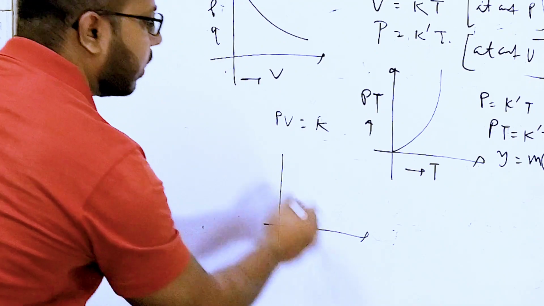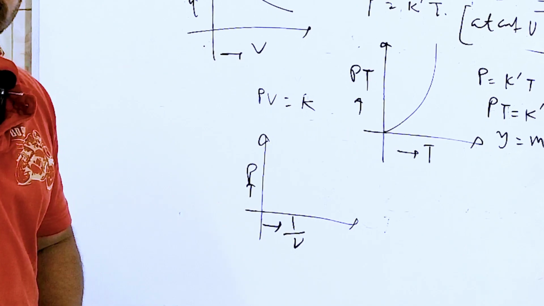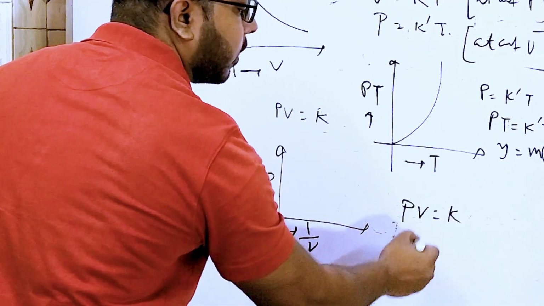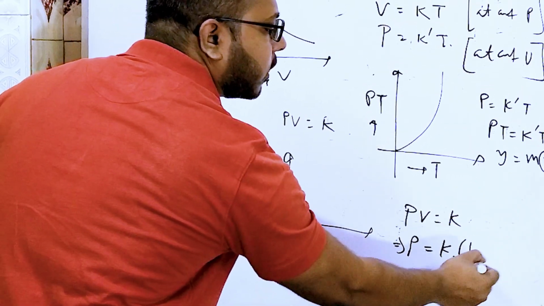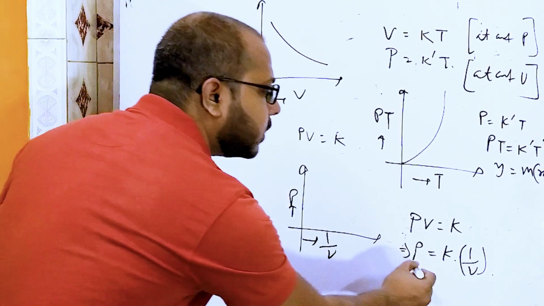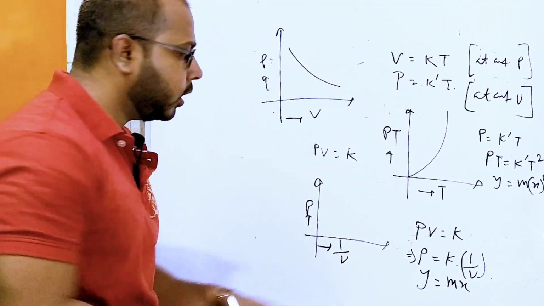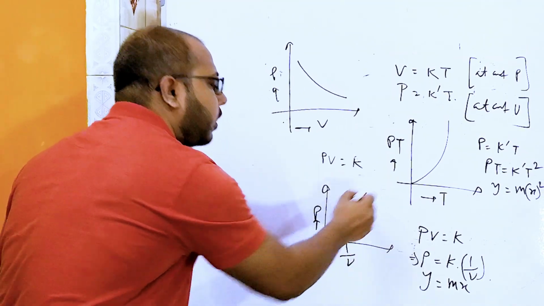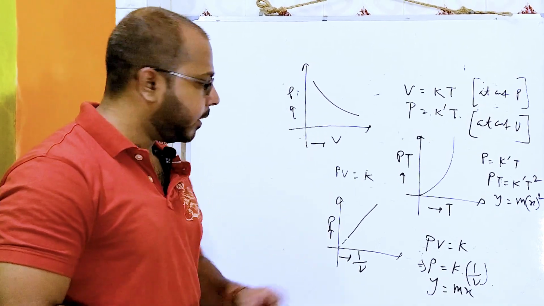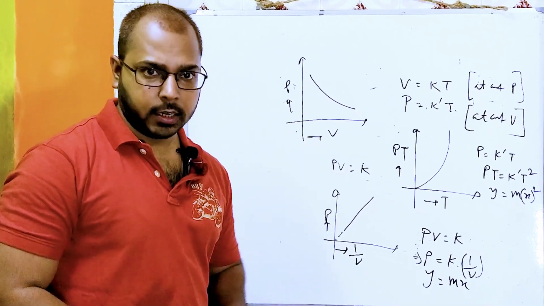If P and 1 by V is there, then what is happening? PV equals K. So P equals K by V, or I can write P equals K into 1 by V. That means y equals mx, because here x is 1 by V. So that is why it will pass through the origin again. Or V versus 1 by P will also be like that, but it does not touch the origin because V can never be zero. Clear?